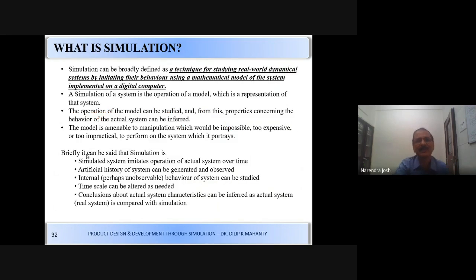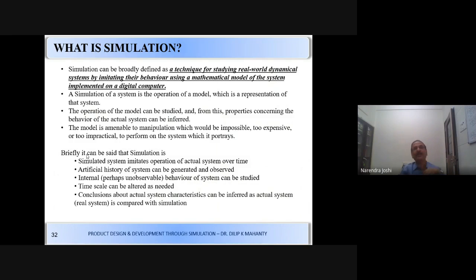Now, we have touched upon the simulation aspect earlier also, but briefly I'm talking. It is a technique for studying real-world dynamical systems by imitating their behavior using a mathematical model of the system on a digital computer. So far we have talked about product design. Now, what is simulation? I have to make the product. Do I have to go physical? Can I do simulation in the virtual world? Today, we have the technology, so we can actually start thinking that way about the product.